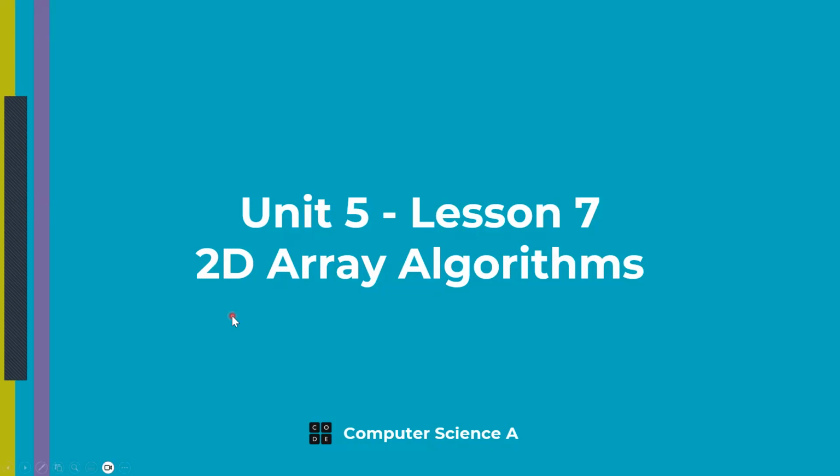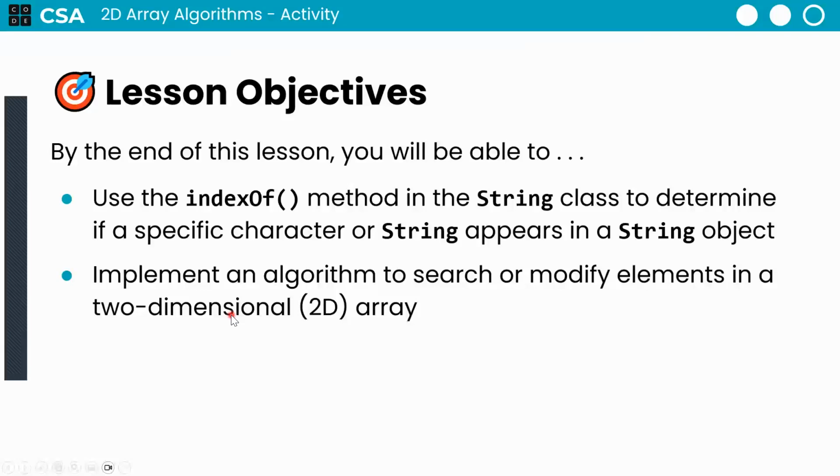Let's get started. What we're going to do today is go through more ways to traverse through 2D arrays. Some objectives: we're going to run a new method called indexOf, which comes from the String class, so it's already baked into Java, not something you have to make. Then we're going to use algorithms to find and modify elements in that 2D array. Get ready, we're going to use enhanced for loops again.